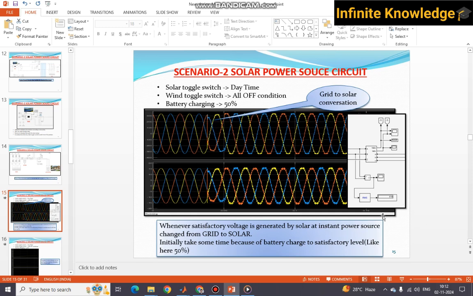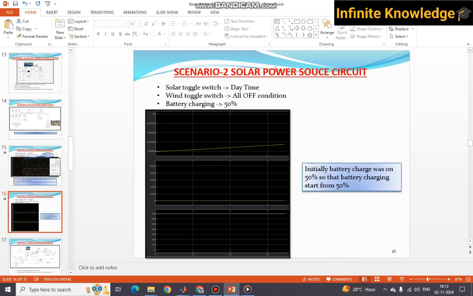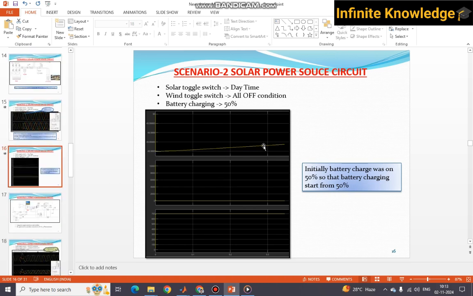It clearly indicates you are transferring from the grid to solar part. You are getting a voltage of 420 volts also. So whenever satisfactory voltage is generated by solar, at that instant the power source changes from the grid to solar. Only when a satisfactory voltage comes should it switch over from the grid to solar. Okay. Then this is the battery charging condition. Initially the battery was at 50% charge. Yes, there is a slight drop and then it is getting charged. So the battery charging starts from 50%, and the slope clearly indicates that your battery is getting charged.